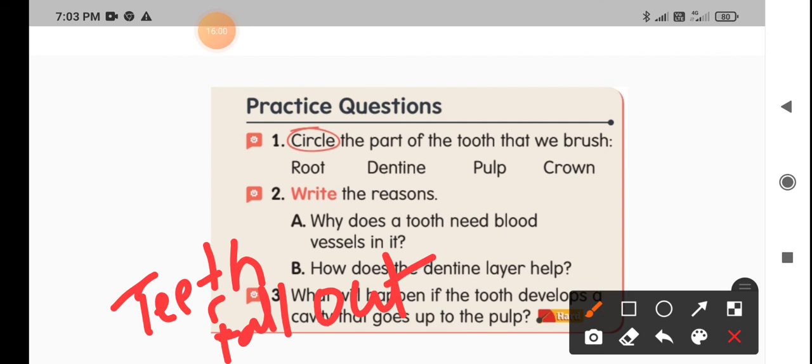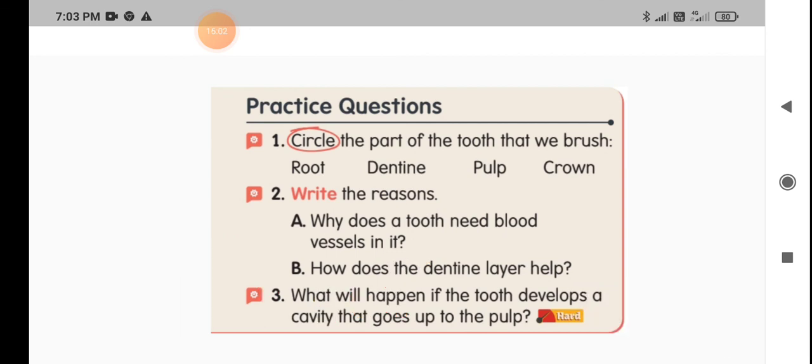Yes, children. So nicely read this lesson and draw the structure of the tooth neatly, beautifully, label it, color it, and then please send the pics to me. We will see the best diagrams from you all.